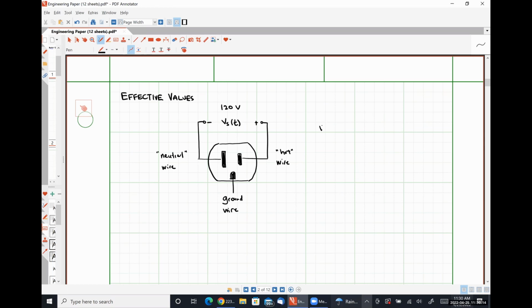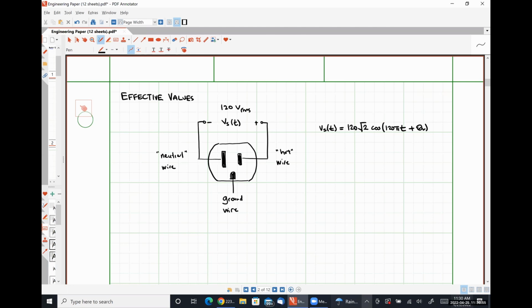And it has a value, if we got some probes and hooked up an oscilloscope, of 120 times the square root of 2 cosine(120 pi t plus some phase angle theta_v) volts, where that phase angle would literally depend on just what point in time or what point in the waveform we happen to start measuring.